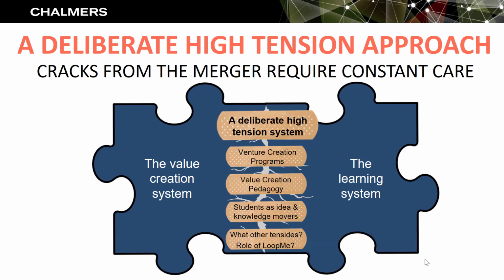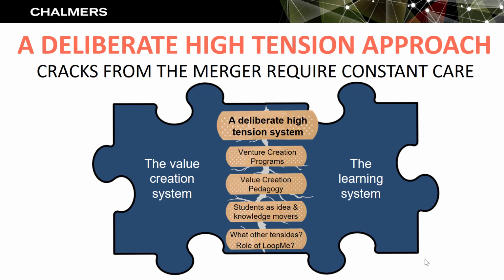Our research into this and our practical work into this at Chalmers has shown a number of different ways how we can build a system that keeps these cracks under control. We have venture creation programs. They are a boundary spanning component. They are absolutely crucial to get this system together. We also have value creation pedagogy that we are now working to implement across Chalmers. We can also see that a key component here is to look upon students as idea and knowledge movers. They become a strategic actor in the system in new ways.